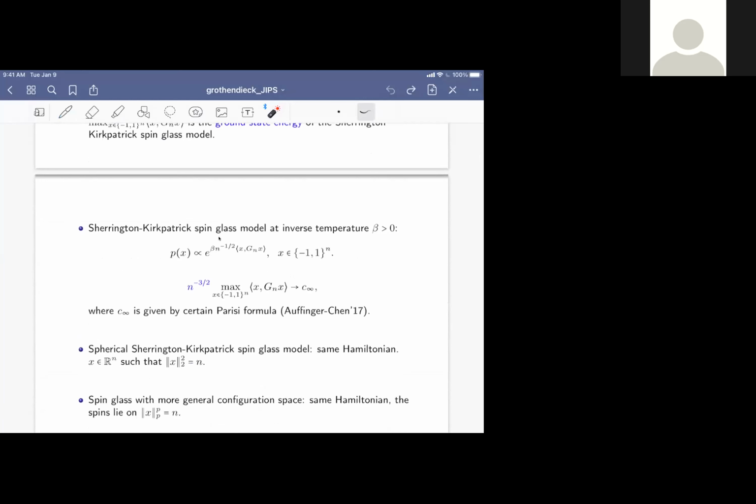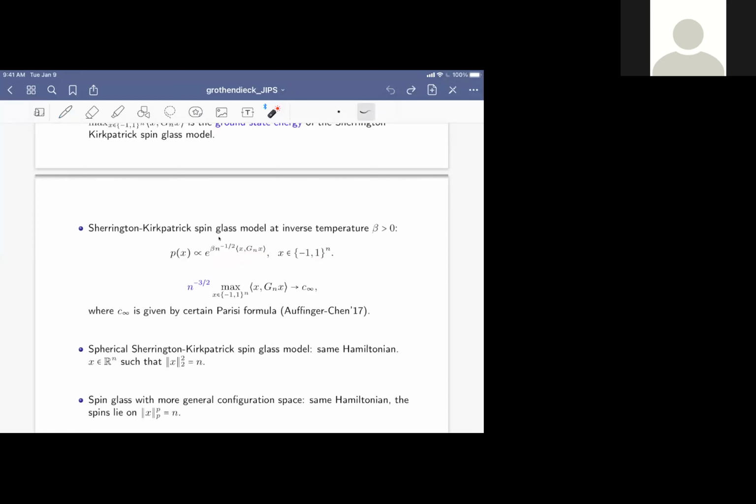So it is a Gibbs measure on the space of n-dimensional spin configurations that take the value plus or minus 1. And what is the probability of a spin configuration x? It is proportional to e to the power of some positive constant beta times the random Hamiltonian, and the random Hamiltonian is basically the quadratic form of the Gaussian matrix.